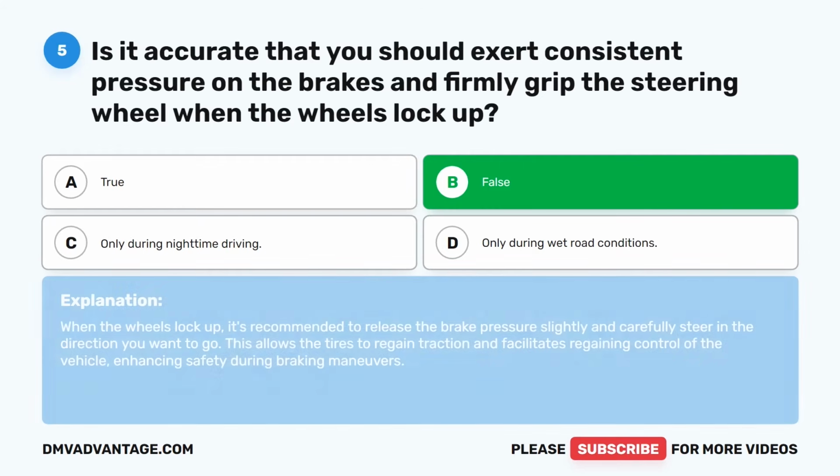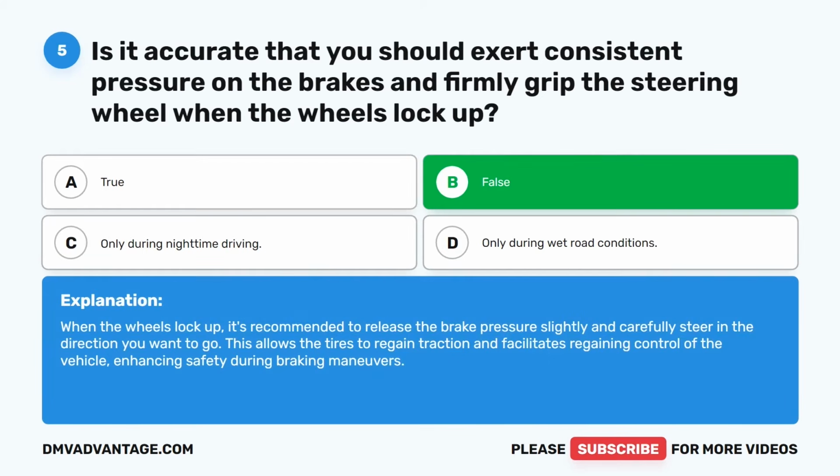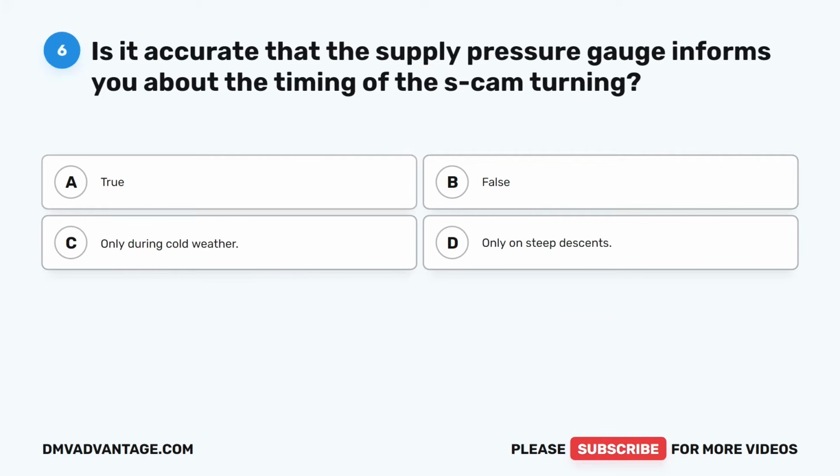False. When the wheels lock up, it's recommended to release the brake pressure slightly and carefully steer in the direction you want to go. This allows the tires to regain traction and facilitates regaining control of the vehicle, enhancing safety during braking maneuvers.